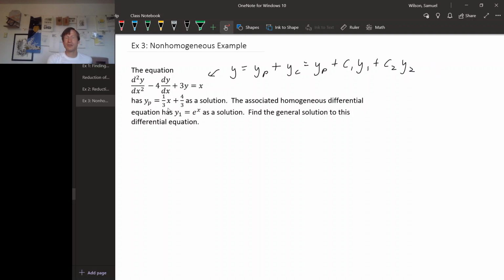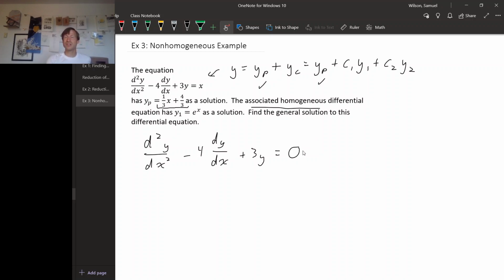Okay, and you can take my word for it or check for yourself that this function, 1/3 x plus 4/3, is a solution to this non-homogeneous equation. So that's y sub p. So what we need now is to find a fundamental set for the associated homogeneous differential equation, which is just the same differential equation, d squared y over dx squared minus 4 dy dx plus 3y, but the right-hand side, you just throw it away and put a 0 there instead.